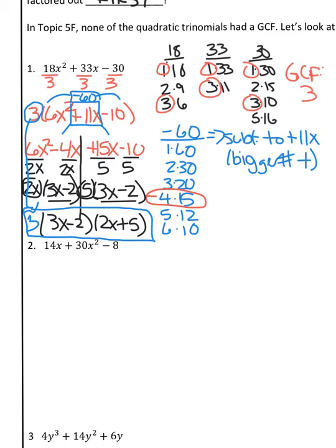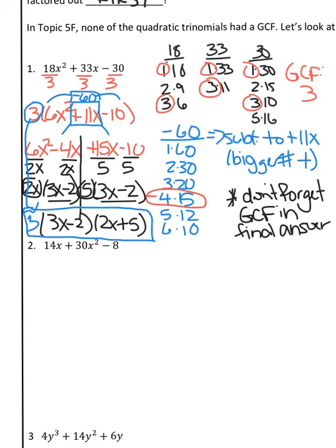Right? So I'm going to make a note of that over here. I'm going to put an asterisk and say, don't forget GCF in final answer. Right? Super important. So when you factor out that GCF at the beginning, it needs to go. Factored form is every single thing you can factor out needs to all be a part of the answer at the end. That's what factored form is.